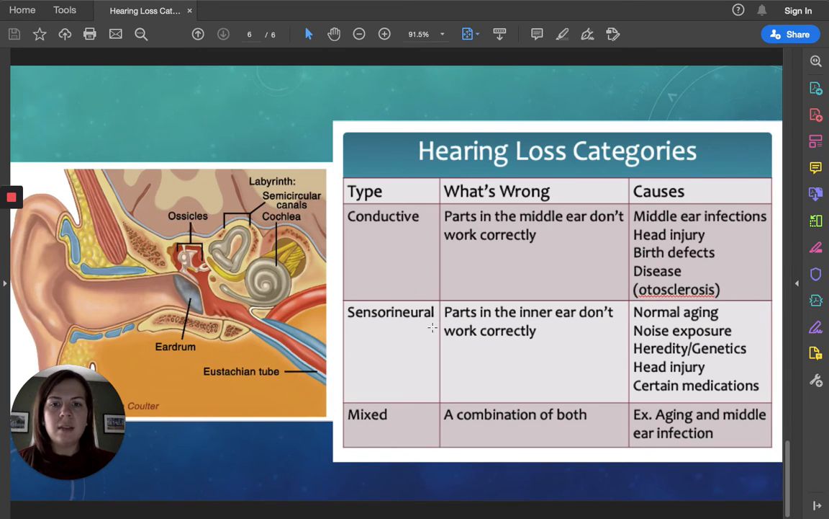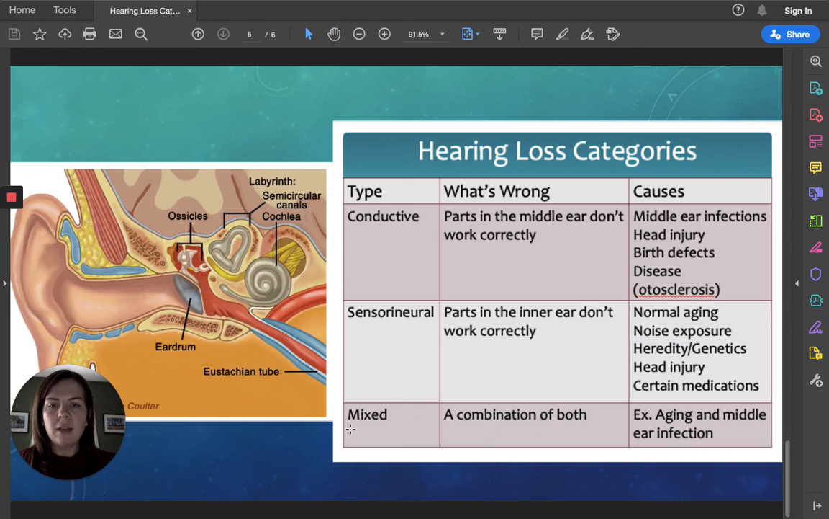Next, sensorineural, that means that parts of the inner ear aren't working correctly. So that's your cochlea, your hearing organ, and your auditory nerve. So that's the kind of hearing loss that we see with the typical aging experience, as well as from noise exposure. So hazardous noise. Certain medications can also cause a sensorineural hearing loss.